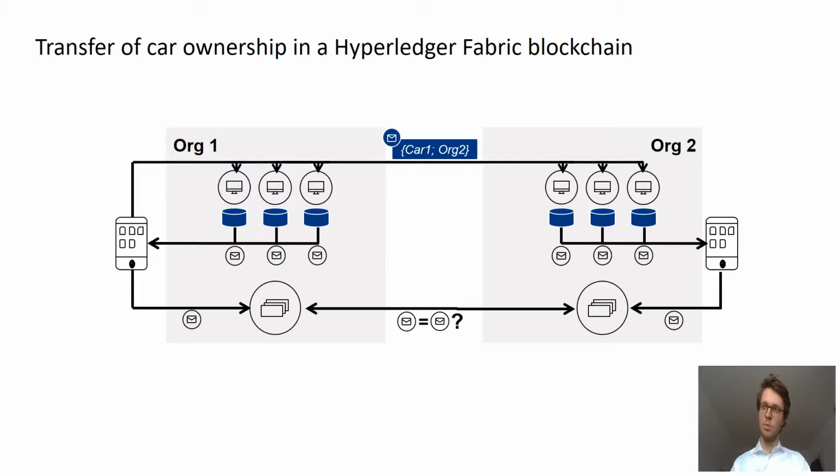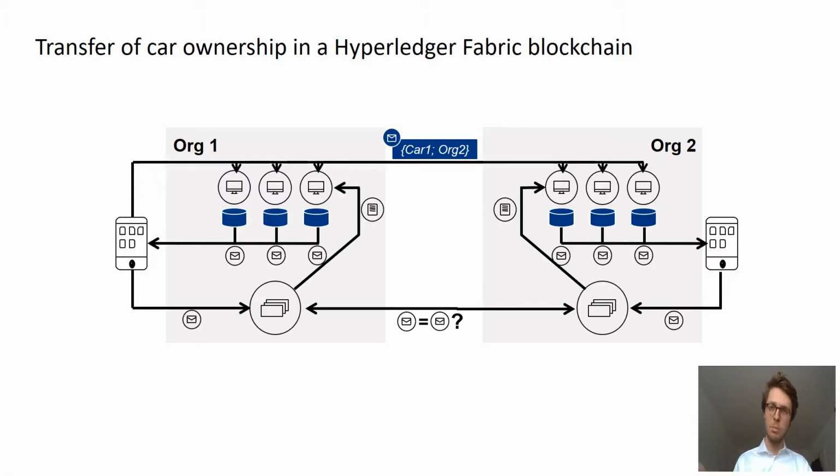The orderer then checks with the other orderer of organization 2, is the message the same, or also is the block the same? If both see yes, it is the case, the message is the same, they send a request to all the peers to tell them, okay, please peers, now please write the message to your database. The peers then perform this write action, and that way, we have now the car ownership at organization 2.